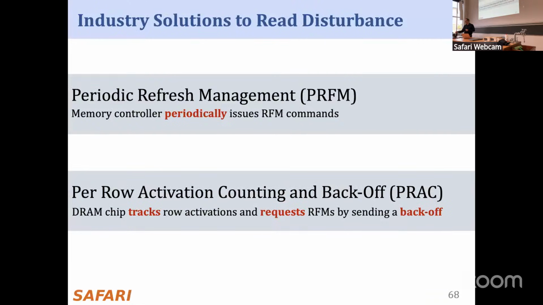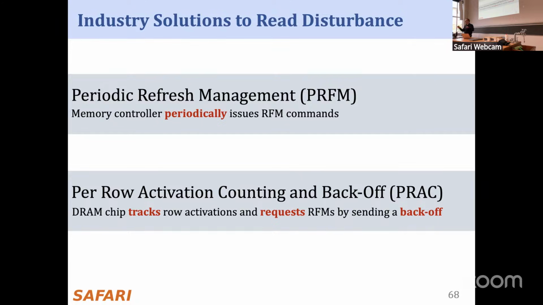Let me quickly talk about what industry is thinking about implementing, and they've implemented some of the chips. And the idea is the DRAM chip tracks row activations. Internally it does something, but at some point it may get overwhelmed, right? It may actually have a lot of things that it needs to refresh. And internally, the DRAM chip figures this out and says, help.